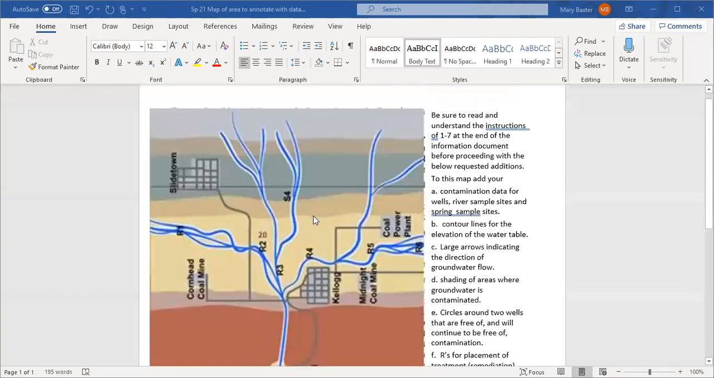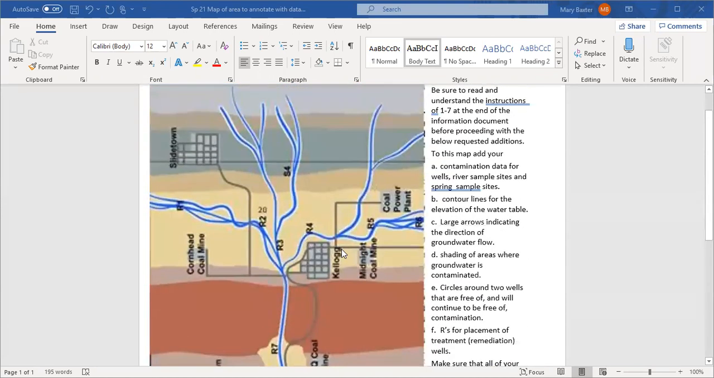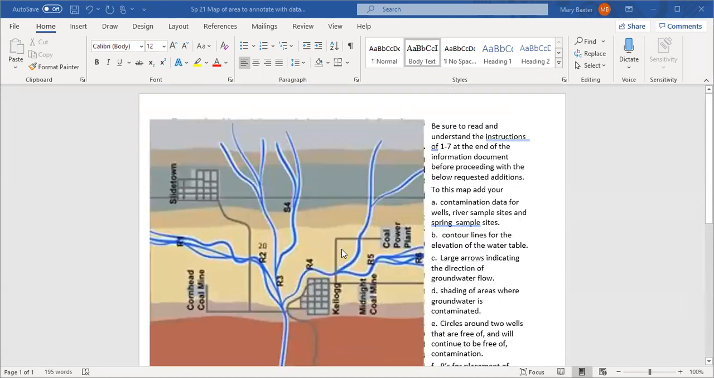Okay. So this is a one-page map, and a good portion of your grade for this lab is your completing this map, annotating it in the way I have asked you to do so, and having it save so that when you upload it into Moodle, it does not lose all those annotations.